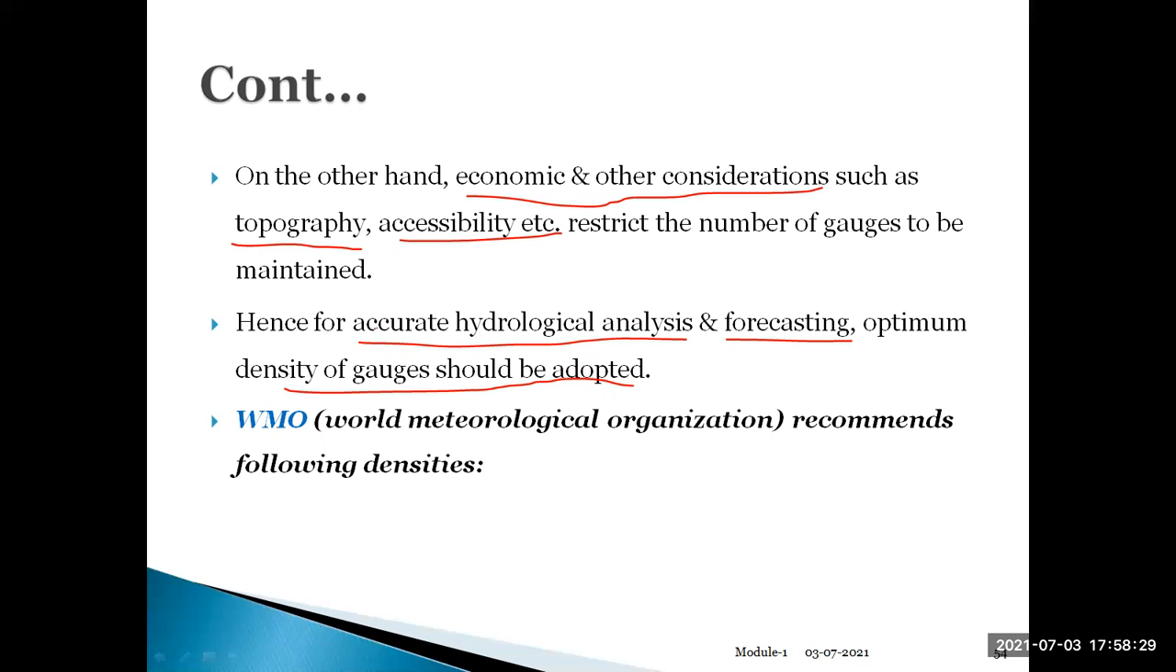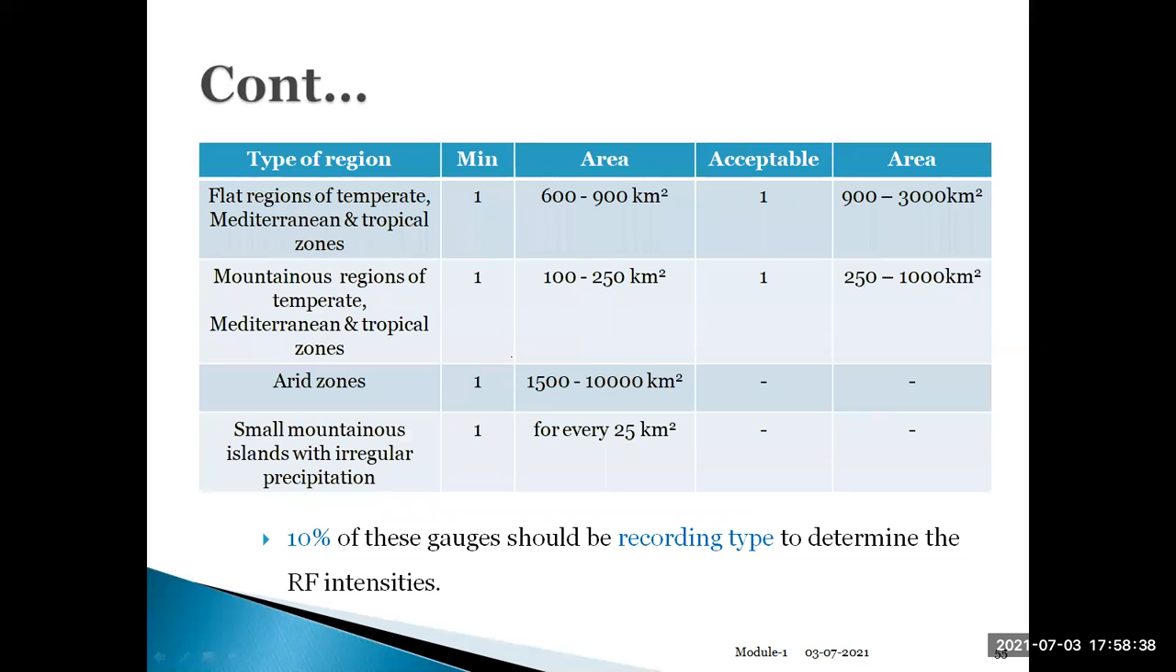The WMO, that is the World Meteorological Organization, has recommended some rain gauge densities based on the type of region. For a flat region of temperate, Mediterranean and tropical zones, the minimum is 1 gauge for an area of 600 to 900 square kilometers. The acceptable is also 1 gauge, for 900 to 3000 square kilometers.